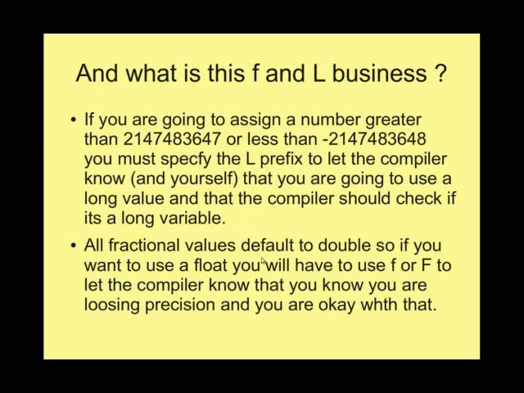And now about the F. All fractional values default to doubles. So if you write 5.0, that is a double and it should be stored in a double. But if you want to store it in a float and you know that it's a very small value, for example, if you're going to store values of the salaries of people and they're never going to be that big, so you want to use float to save this storage space. So you want to put a F at the end, a small f or a capital F, to let the compiler know that you are losing precision and you are okay with that.